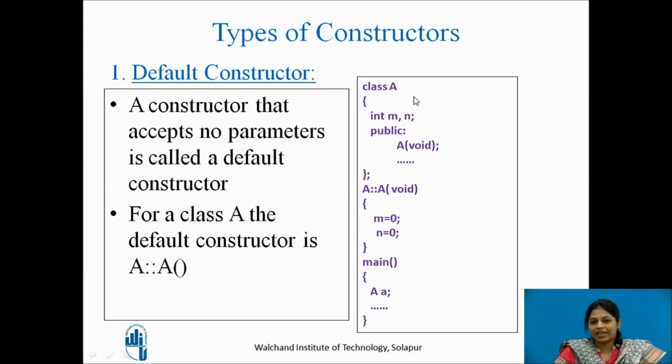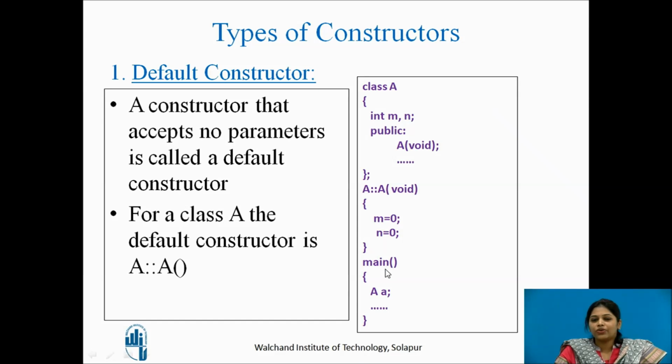Here is a class A having the data members m and n in the private section of the class, and in the public section, a constructor A has been declared. As you can see, the constructor has no parameters. Such a constructor with no parameter is called a default constructor. The constructor is a non-inline constructor whose definition is outside the class. The role of the constructor is to initialize the data members m and n to 0.